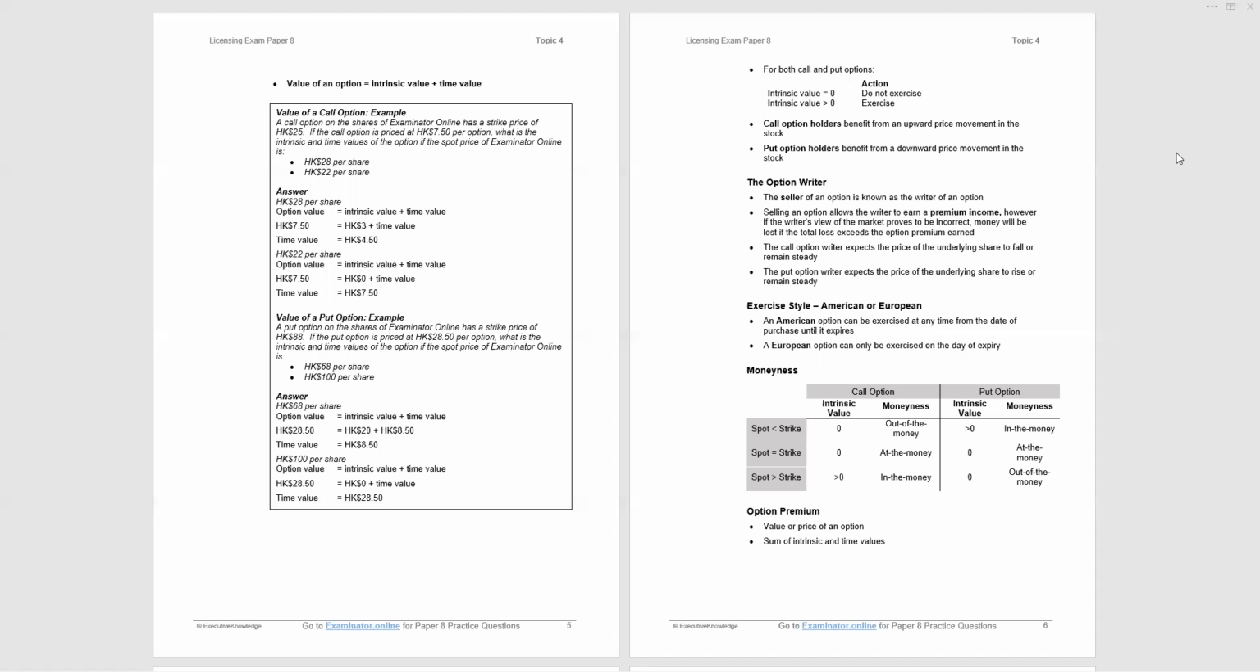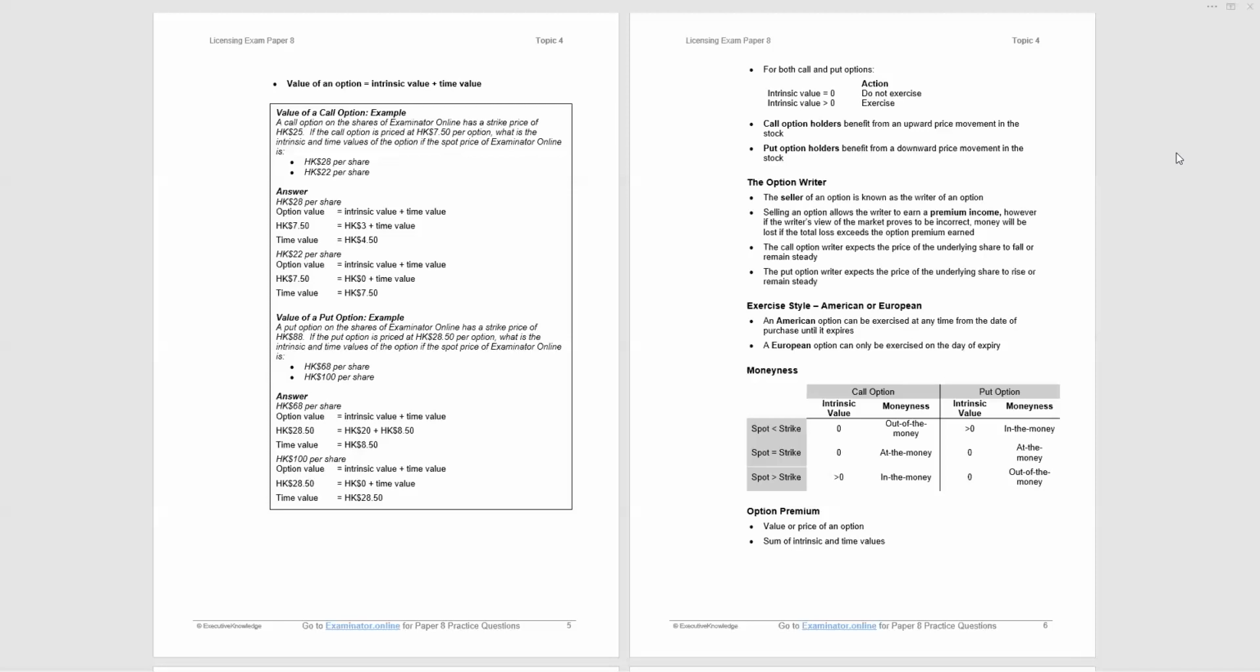Let's look at a similar situation, but this time with regard to a put option. A put option on the shares of Examinator.online has a strike price of $88. That means you can sell at $88. If the put option is priced at $28.50 per option, what are the intrinsic and time values of the option if the spot price is 68 and 100?